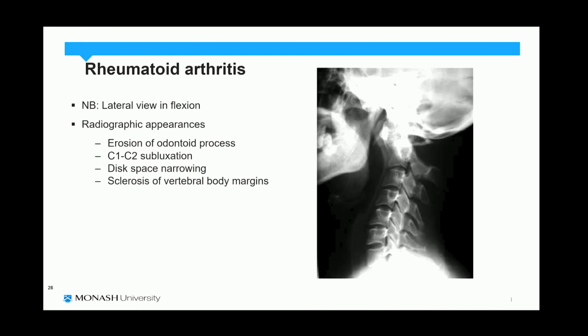Now moving on to some of the common pathology. With rheumatoid arthritis, it's important that if a patient has been referred for a cervical spine, to do a lateral view in flexion. Things you need to look out for are erosion of the odontoid process, but also C1, C2 subluxation, which you can see on this image. Also disc space narrowing and sclerosis of the vertebral body margins.